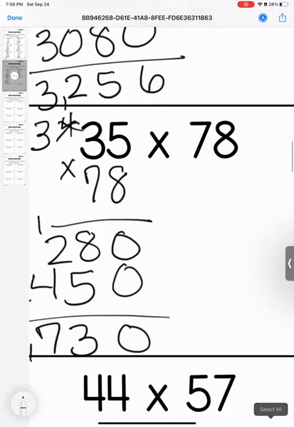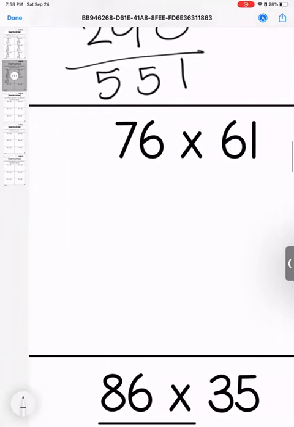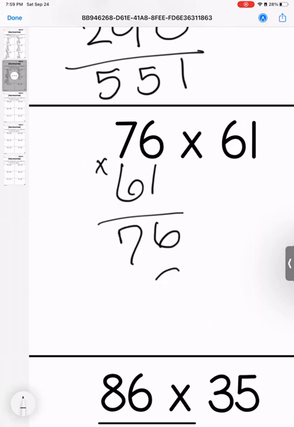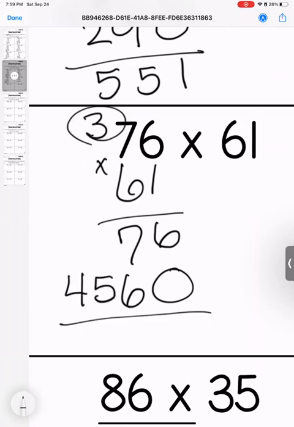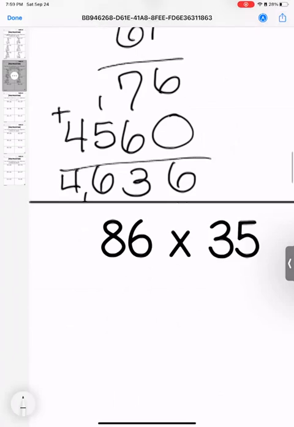2,730. Sliding over. 76 times 61. We stack. We multiply. 1 times 6 is 6. 1 times 7 is 7. Place saving 0 and we slide to the tens. 6 times 6 is 36. 6 times 7 is 42. Add 3 is 45. We stack. We add. 6 plus 0 is 6. 7 and 6 is 13. 5 and 1 is 6. And our 4 is 4,000. 4,636.